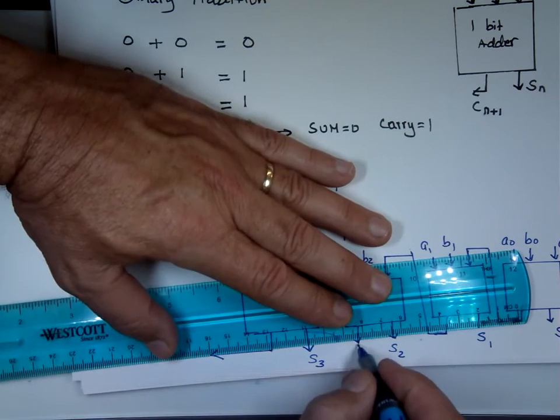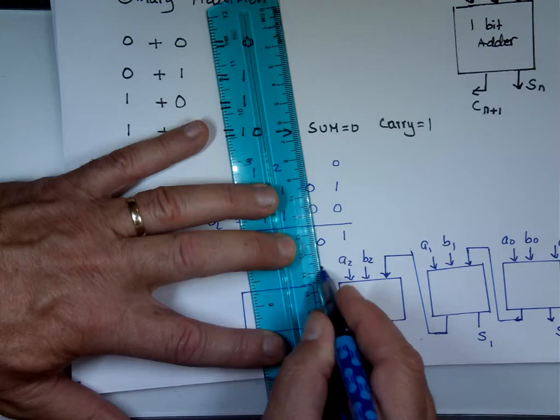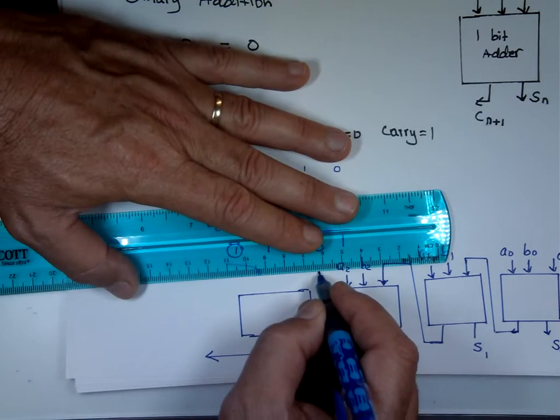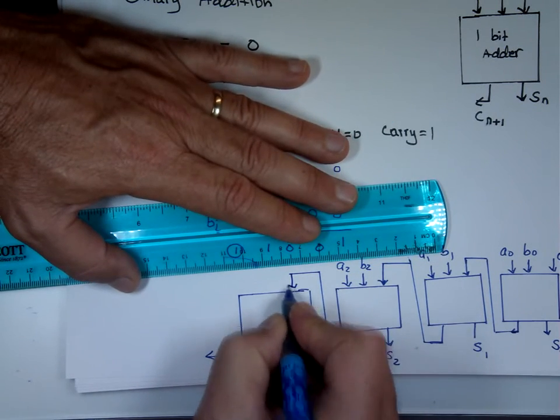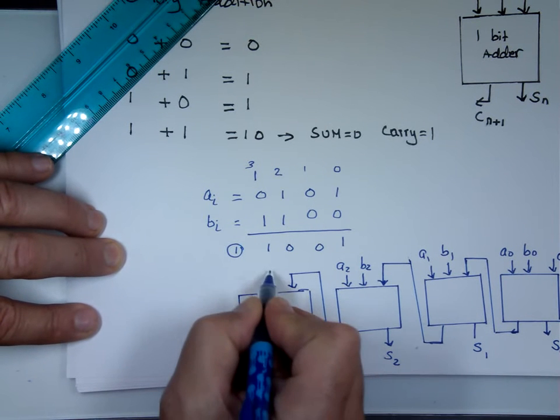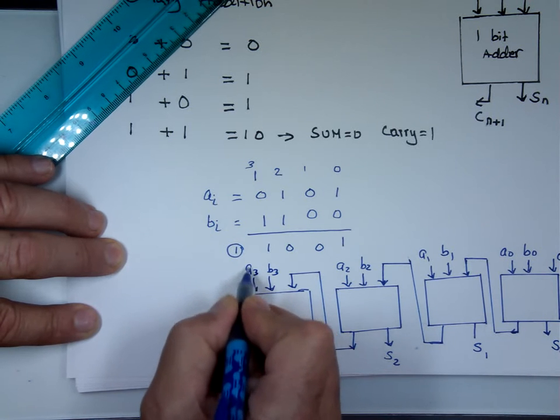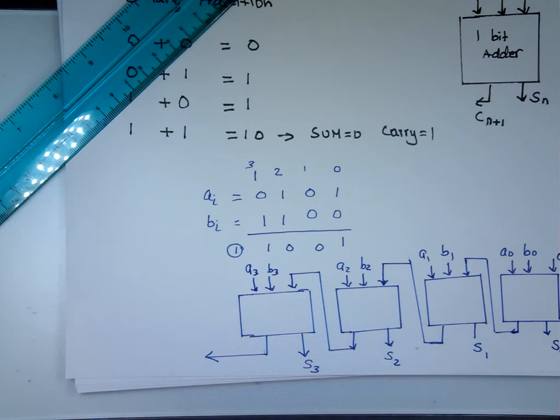Notice the last carry, there's no place to put it. That's a 4-bit adder. So eventually some of these numbers, when you add them, there's a carry coming out, and you can't just ignore it. And that's B3 and A3. And that's a 4-bit adder.